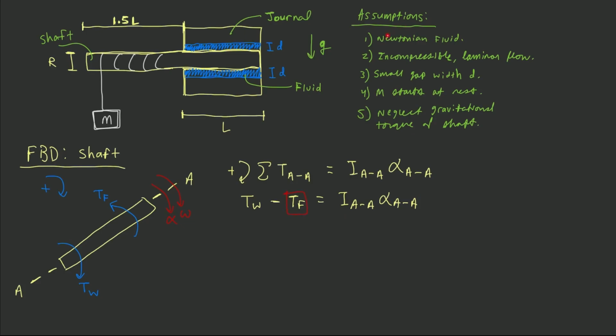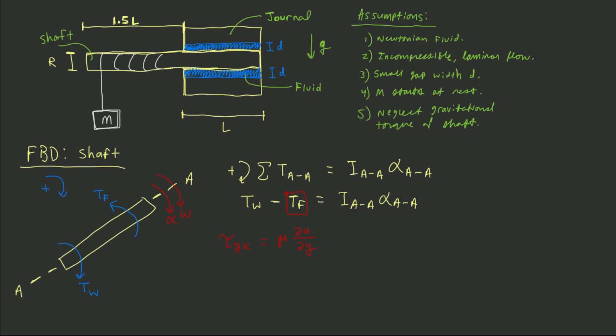We know that we have a Newtonian fluid and that the fluid is both incompressible and laminar. What does that mean? That means we can use Newton's law of viscosity. We have a time-dependent problem, so we need to use the time-dependent form of Newton's law of viscosity, which, as you may remember, is tau_yx equals mu times the partial derivative of u with respect to y, where u is the velocity profile of the fluid.